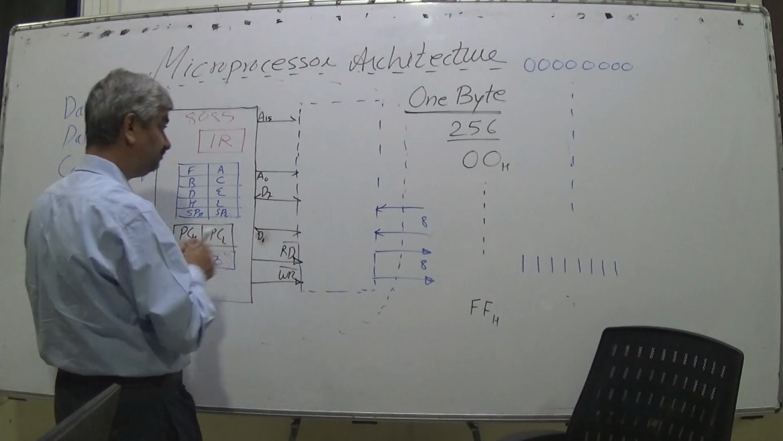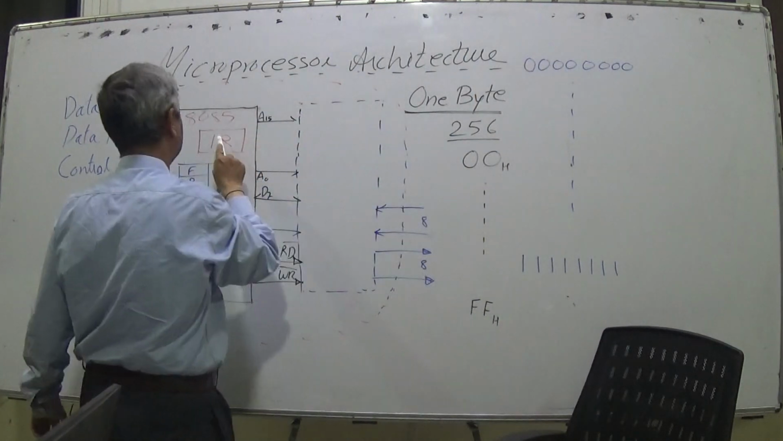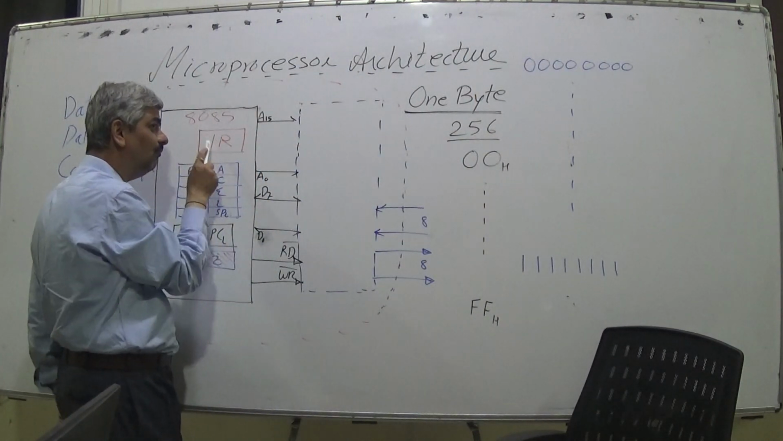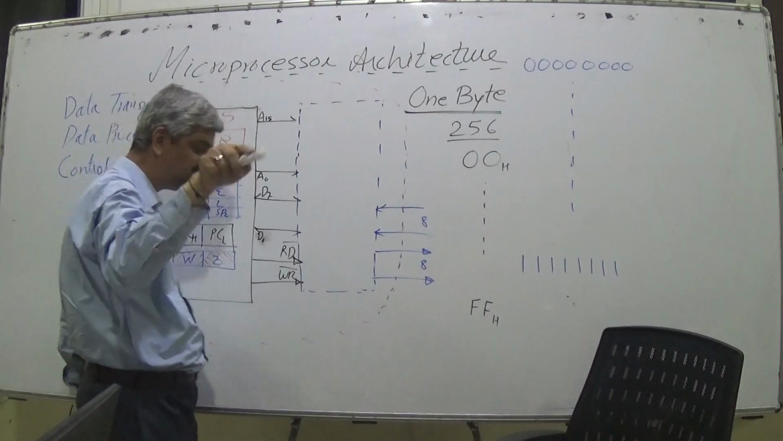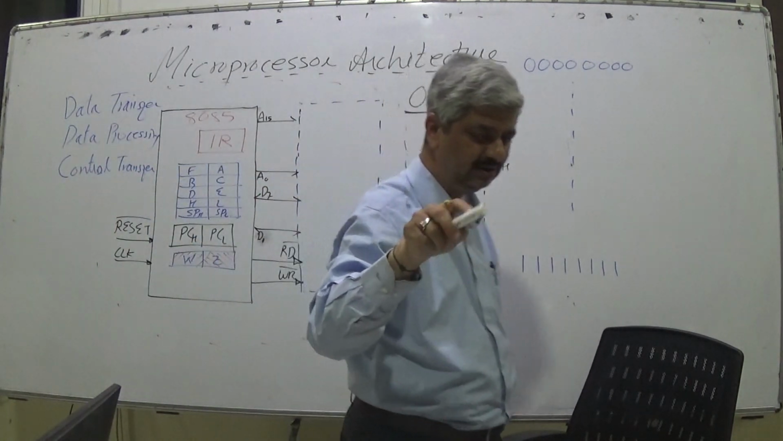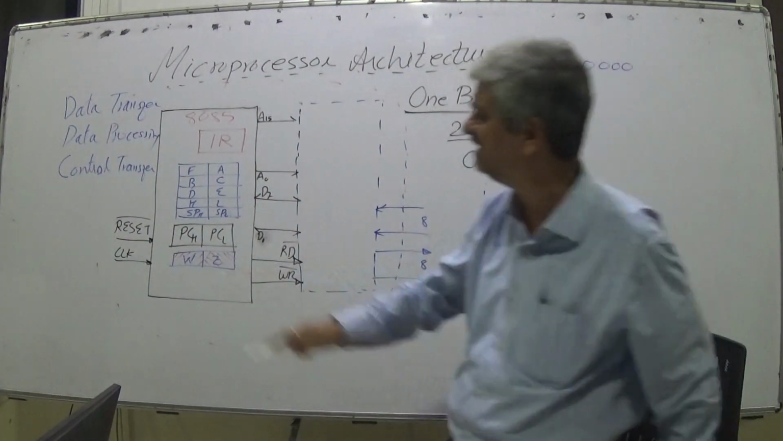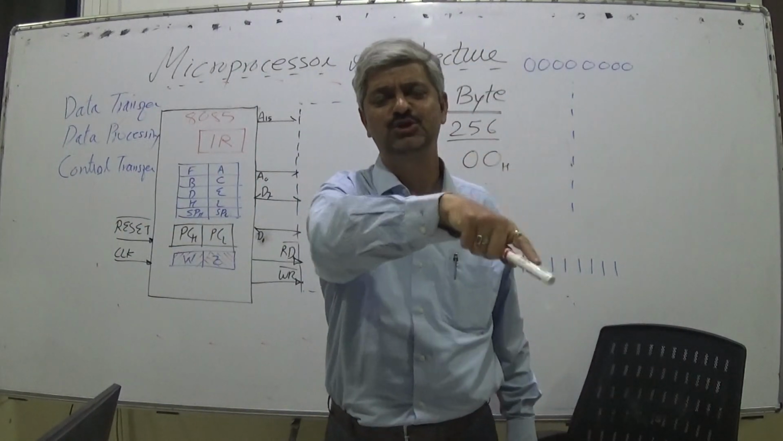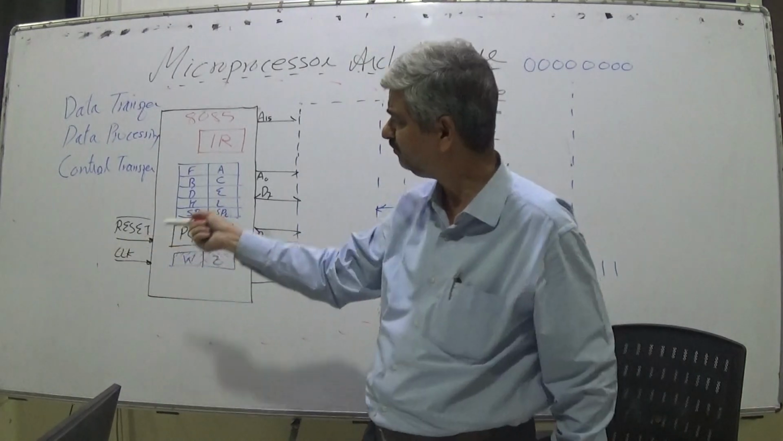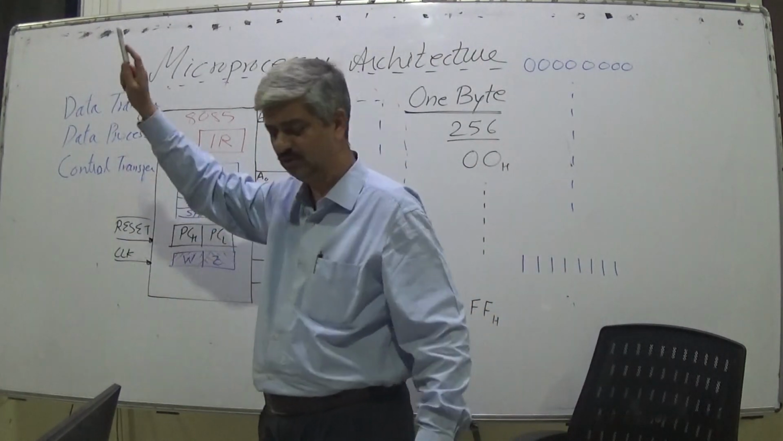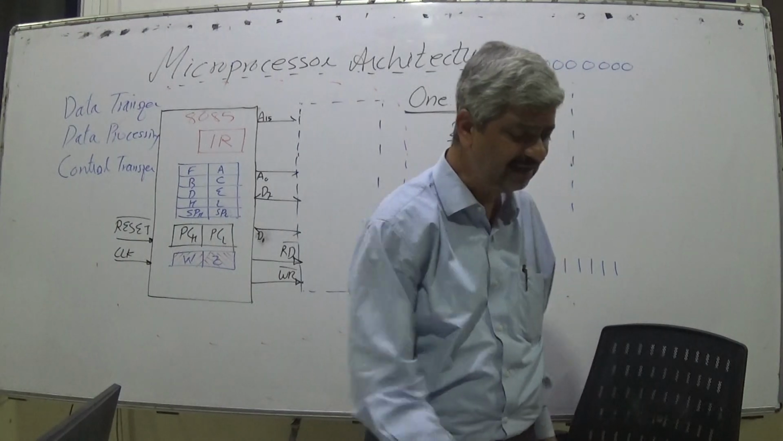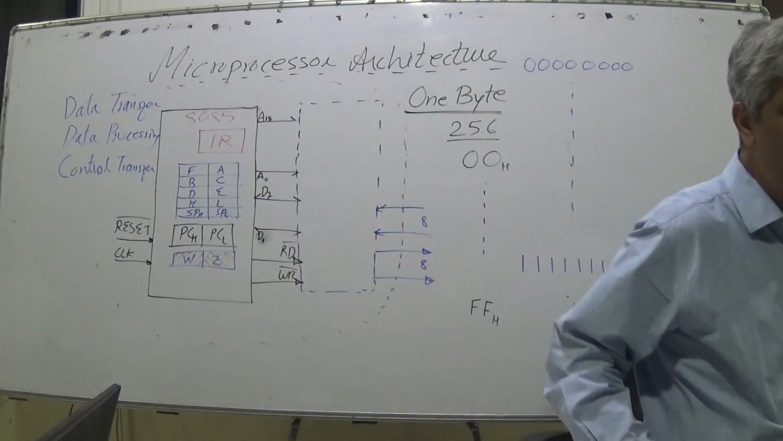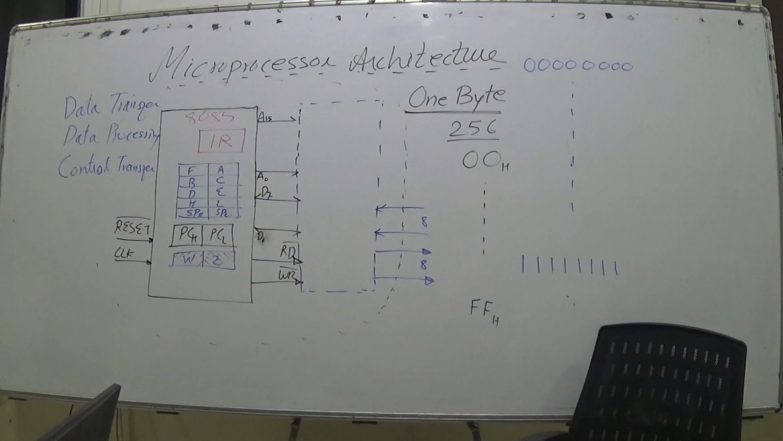Then when this goes to the instruction register, what can the microprocessor do? The instruction can be for either of these: data transfer, moving data from one location to another, data processing, or control transfer. Then it is up to you to decide how many instructions you want.